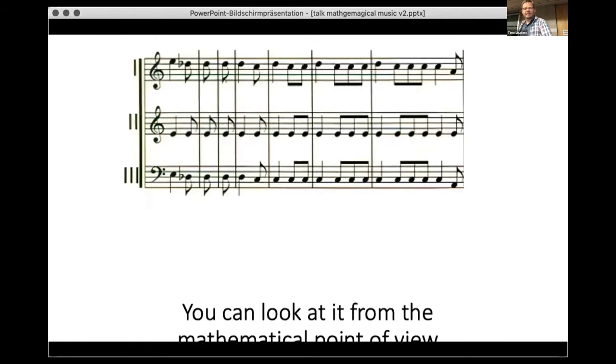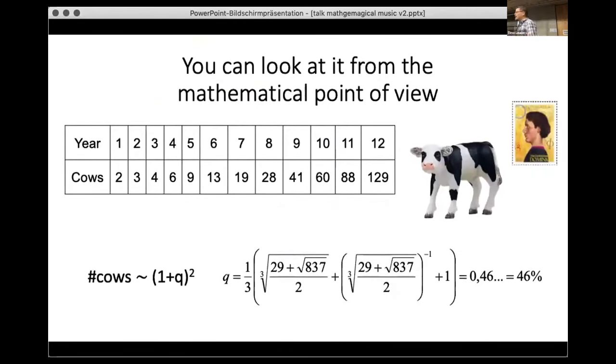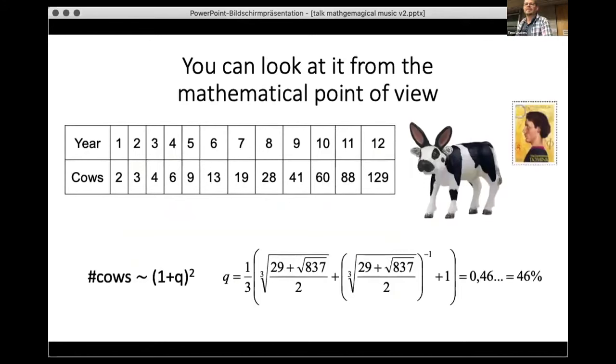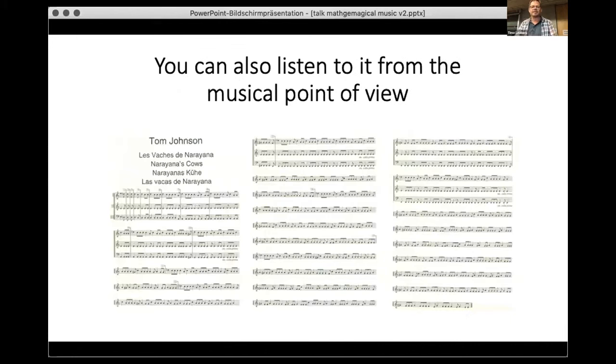When you go into it mathematically, you can count, you can add, you can ask yourself what the sound will be like. Maybe you will discover that you know this from somewhere. It's very similar to the rabbits, to the famous rabbit problem. And you can even calculate very interesting numbers. It's a golden ratio for cows instead of rabbits. But you can also say, no, let's do it musically. Let's skip the math and try to see what it sounds like, whether it can be listened to as music. And I'm going to play this to you, but don't worry.